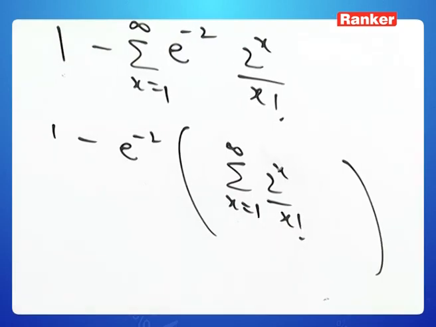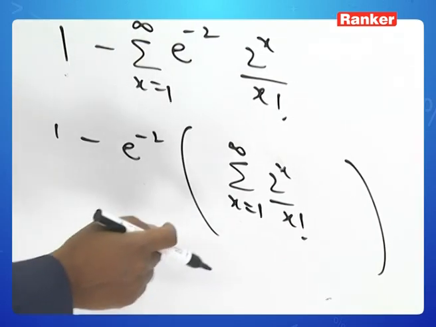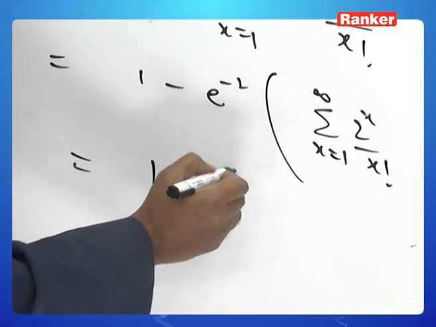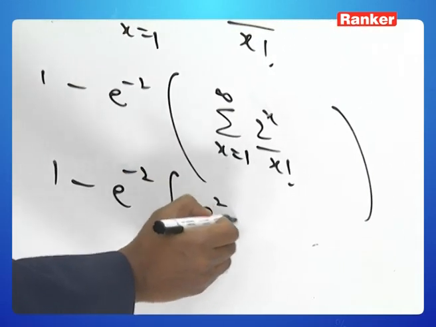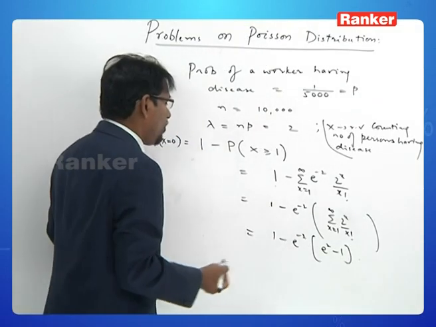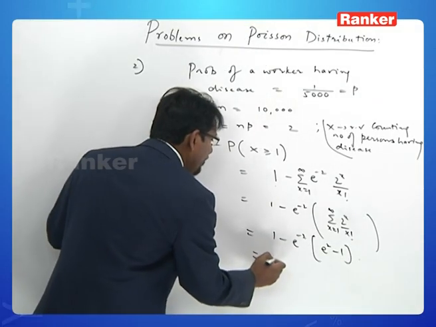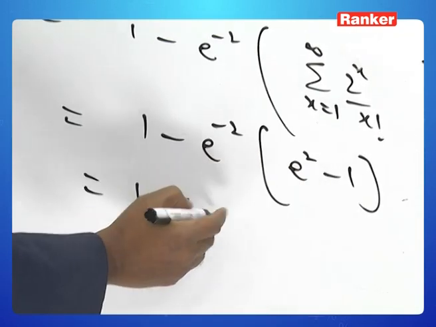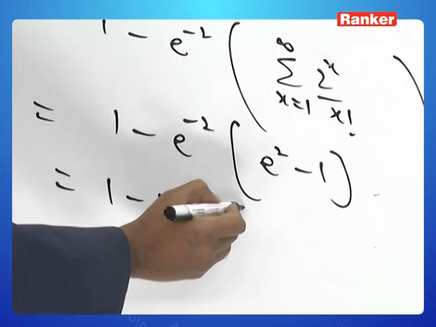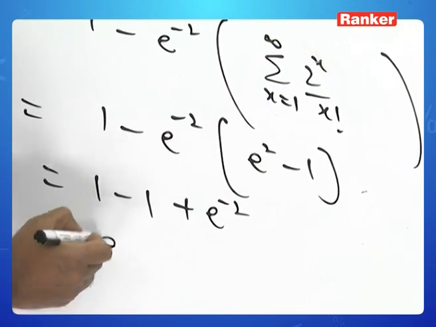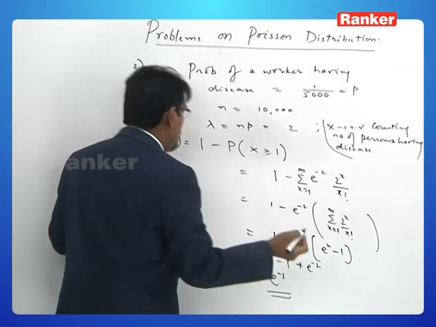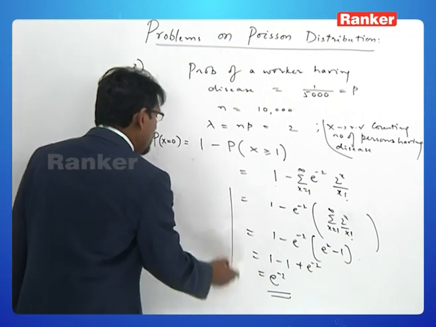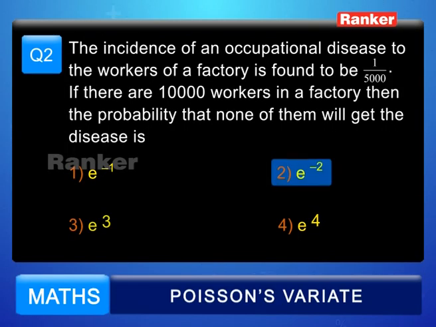But you don't have that, so what do we do now? We add and subtract 1 there. So this is going to be e square minus 1. That makes it 1 minus 1 minus e power minus 2 times e square, so that is e power minus 2. So the required probability is e power minus 2, and the right option, the answer, is 2.